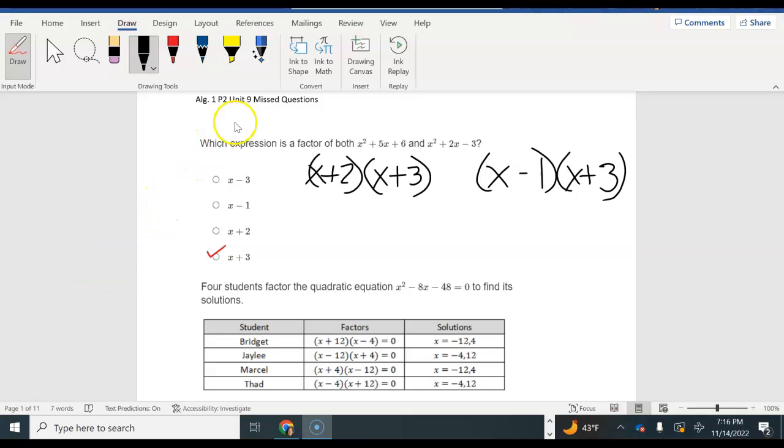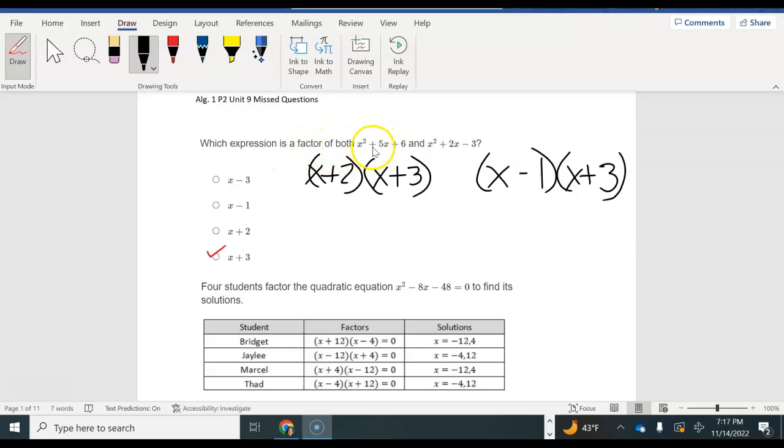All right, the first question for Unit 9 missed questions is: which expression is a factor of both x squared plus 5x plus 6 and x squared plus 2x minus 3? So that means you're going to have to factor both expressions to see which one has the same factor.